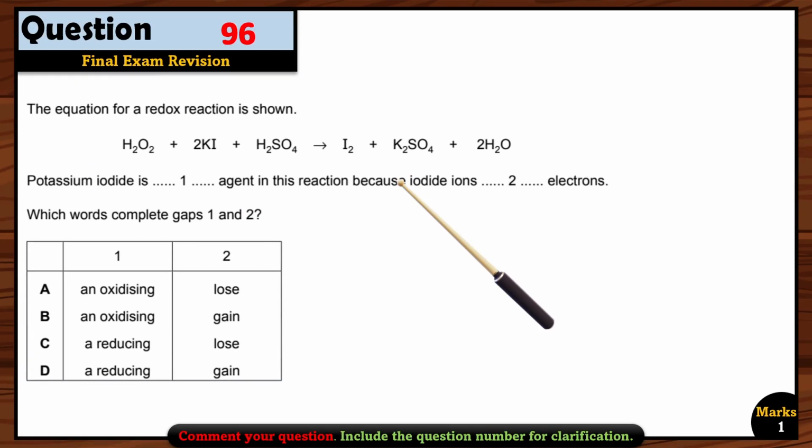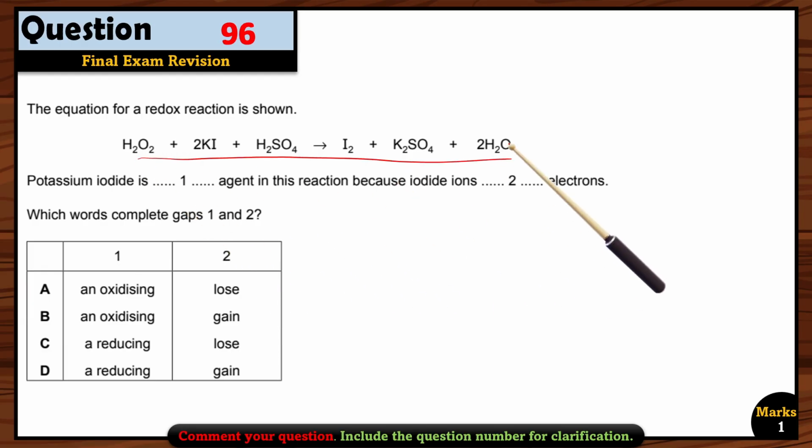Let's see question 96. The equation for the redox reaction is shown over here. Potassium iodide is a dash agent in this reaction because the iodide ions dash electrons. Which words complete the gaps? So now first of all we have to see what is happening to potassium iodide. What is the oxidation number of potassium iodide here?